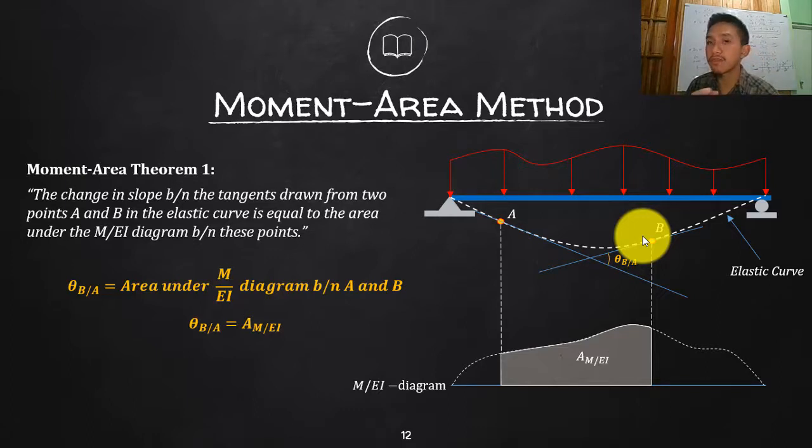Because you will not expect that even if your member is very, very strong, there will always be a deflection, even if that is very, very small.